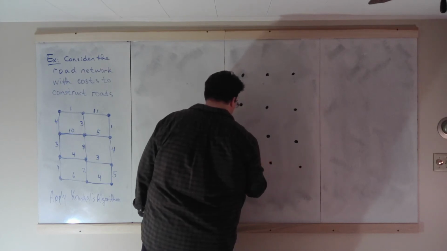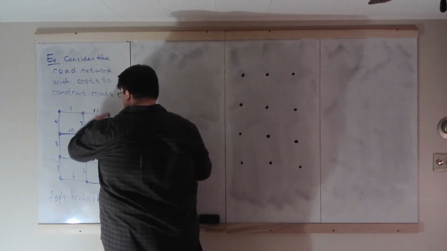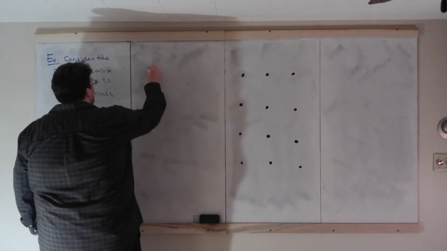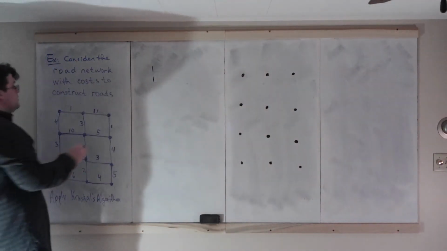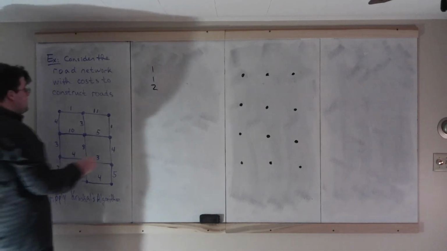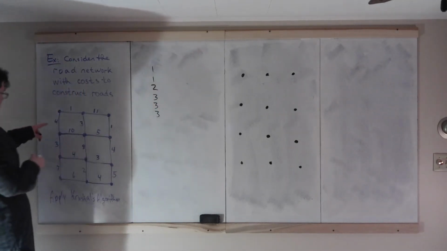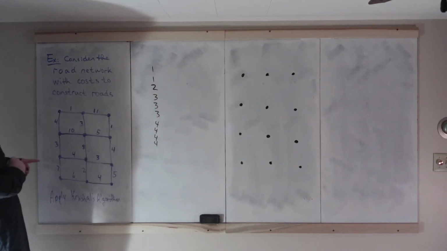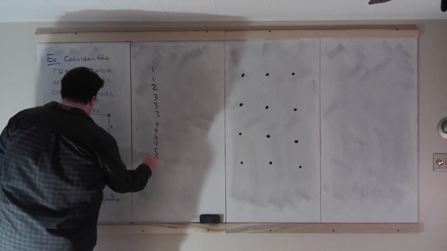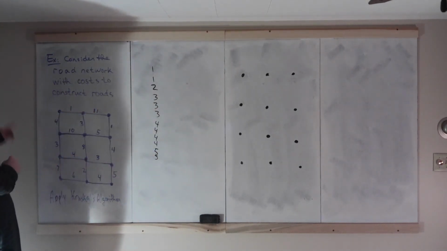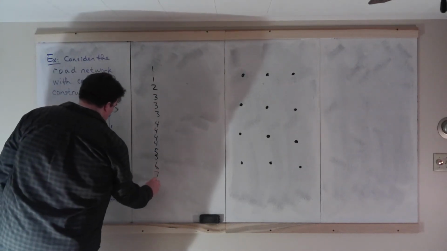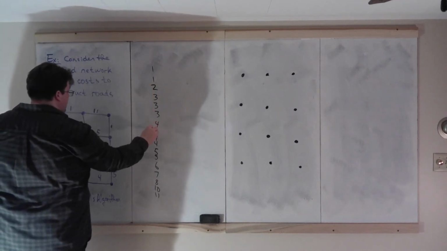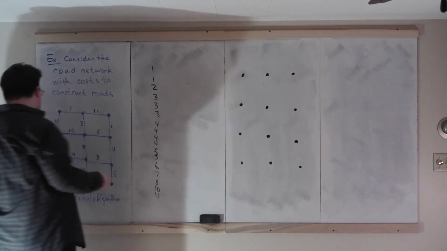Edges, vertices here. I'm going to list out the costs here. How many do we have? 1, 2, 3, 4, 5, 6, 7, 10, 15, 17. So let's make sure we don't miss any numbers. There's 1, 2 ones. There are 3 threes. There are 4 fours. There are 2 fives. There is a 6, a 7, an 8, a 10, and an 11. Is that all 17? 1, 2, 3, 4, 5, 6, 7, 8, 9, 10, 11, 12. Okay, that's all 17.